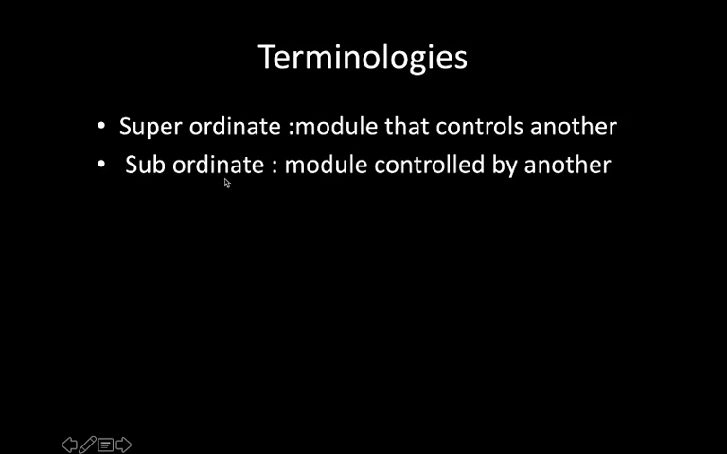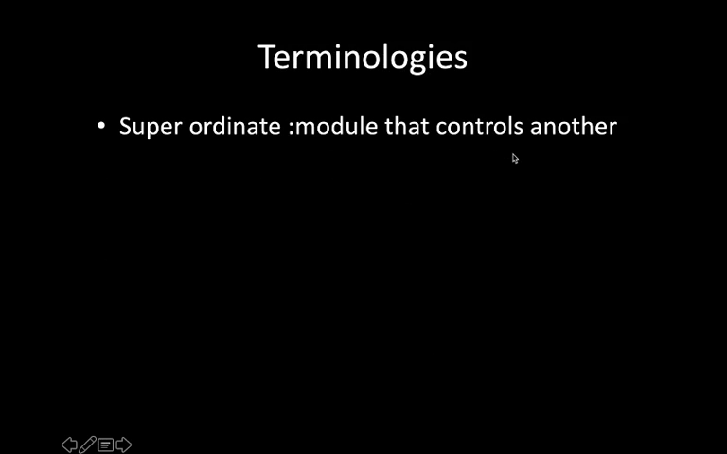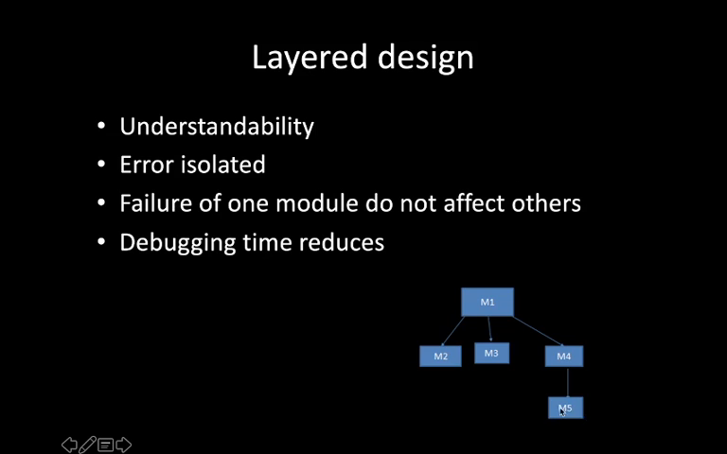Then we have subordinate module. A subordinate module is a module which is controlled by another module. If you check this diagram, here M5 is a subordinate module because it is controlled by M4. Similarly, M2, M3, M4 are subordinate modules of M1.